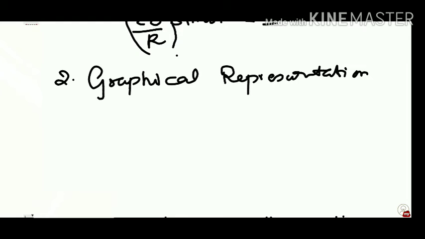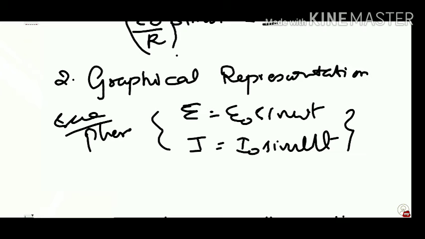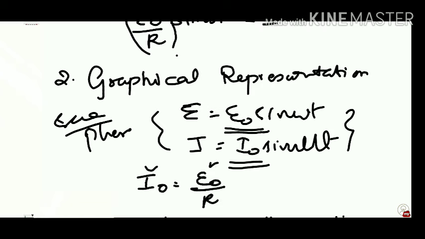See, we know that voltage and current are sinusoidal. And what was the expression? Epsilon is equal to epsilon naught sine omega t. And what was current? I is equal to I naught sine omega t. Both expressions are quite similar, so both are in the same phase, as you can say from the equation. But epsilon naught and I naught are not the same, because I naught is equal to epsilon naught by R. Current is equal to voltage by resistance.